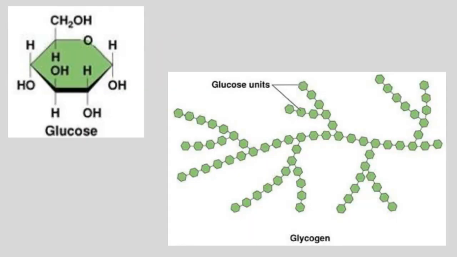Carbon can also form ring structures, like the glucose shown here. Those ring structures are used to assemble more complex branching chains, like the glycogen molecule shown in this image. Glycogen is stored in our muscles and liver.